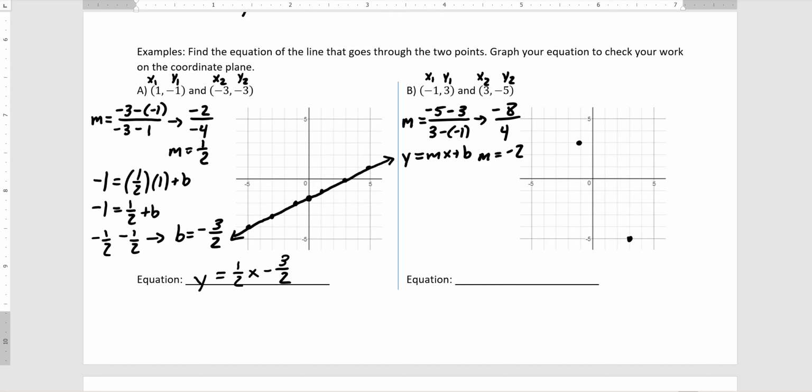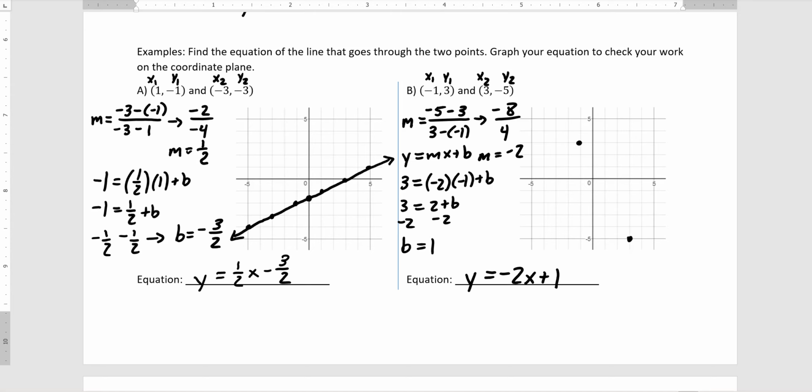So y, we'll say 3, equals m, negative 2, times x, negative 1, plus b. Negative 2 times negative 1 is positive 2, right? Negative times negative gives me that positive. To get b, I'd subtract 2 from both sides. 3 minus 2 is 1, so I'd find a y-intercept of 1. So my equation would be y equals negative 2x plus 1.